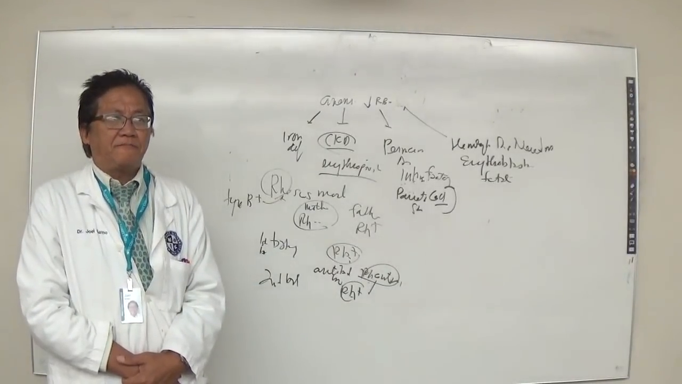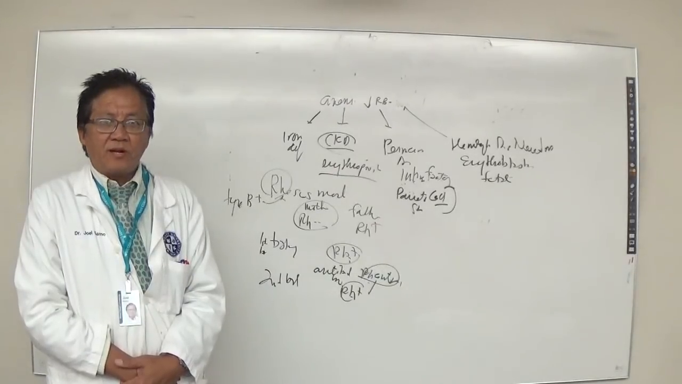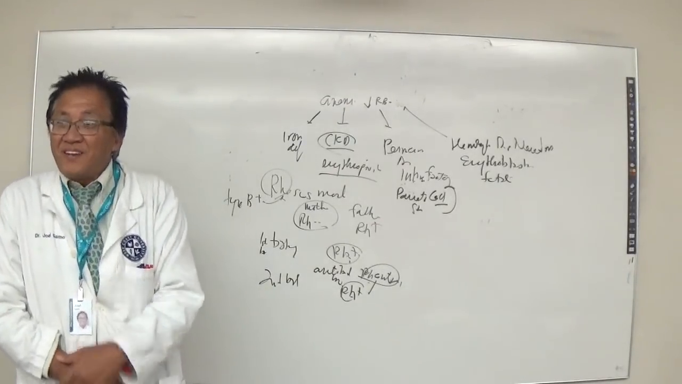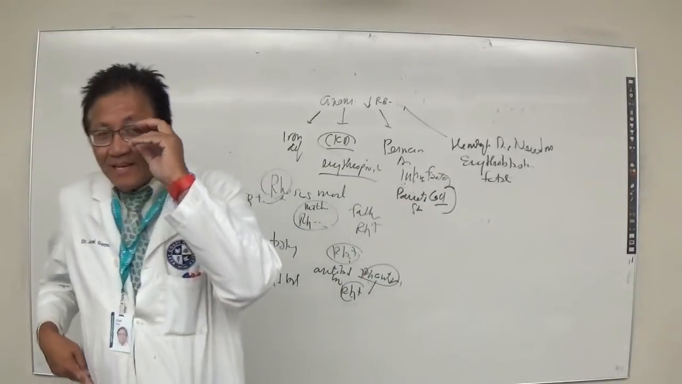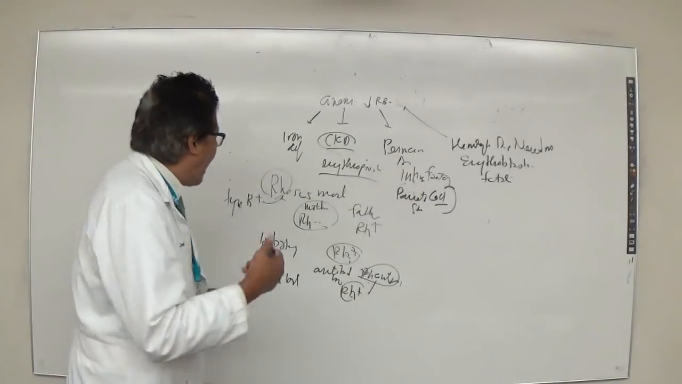So the moral lesson here? Don't have a second child. Only have one child. Very simple. Or we can give ROGAM. What is ROGAM?